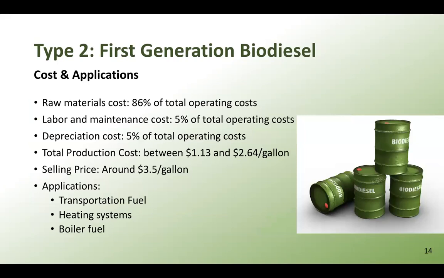And finally, for the cost and application, the total production cost is between $1.13 and $2.64 per gallon, and the majority of this cost is for the raw materials, while the selling price is around $3.5 per gallon, which is relatively higher than the bioethanol price. As for the applications, it's also mainly used as a transportation fuel, and it can also be used in heating systems as a boiler fuel.